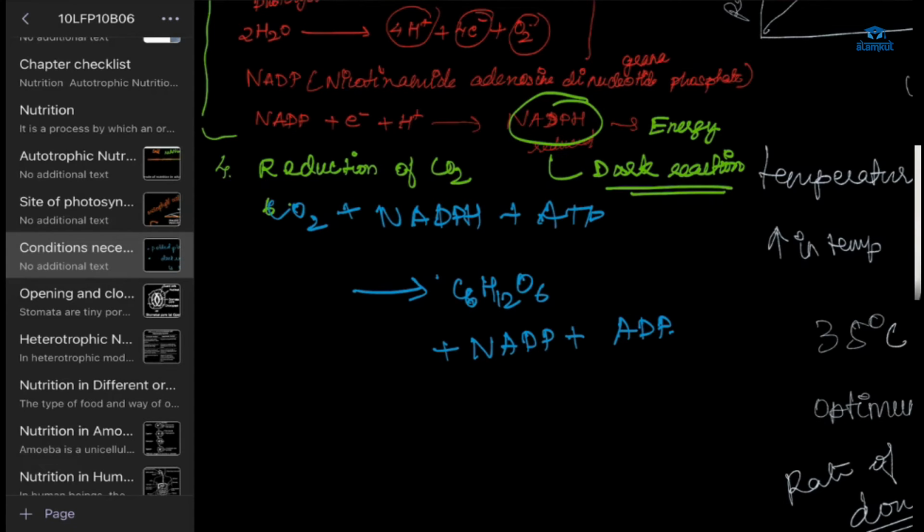Here we are getting glucose, then this NADPH will go back to its original form, NADP, that is the oxidized form, then this ATP will go back to ADP. Okay, this cycle keeps on repeating.